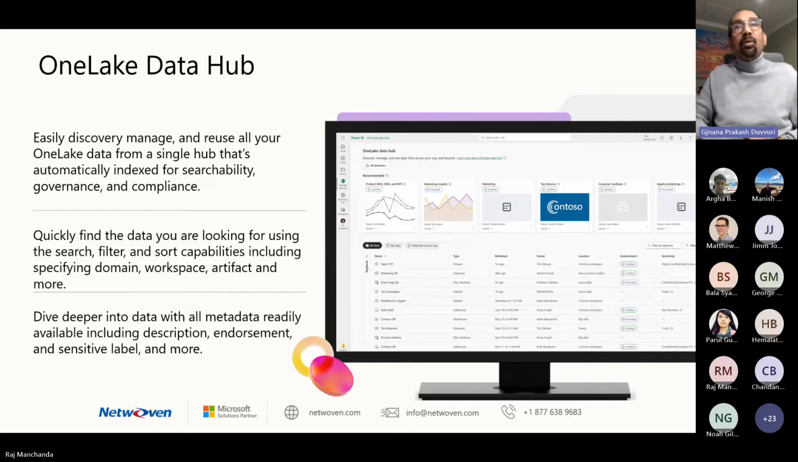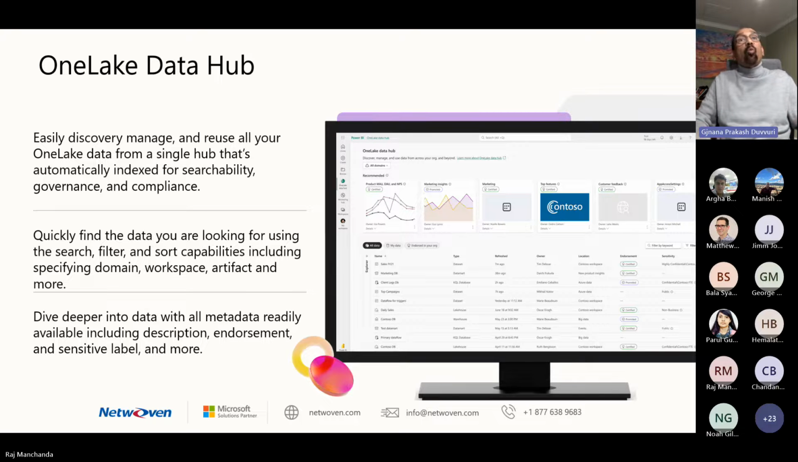What is the Data Hub? It contains any number of domains, workspaces, lakehouses, and data warehouses. Our unified OneLake can hold any Delta lakes, any number of warehouses, and any number of semantic layers, that is datasets. Before we used to call it a dataset, now it's a semantic layer for Power BI, and then everything will be clubbed in the data hub.